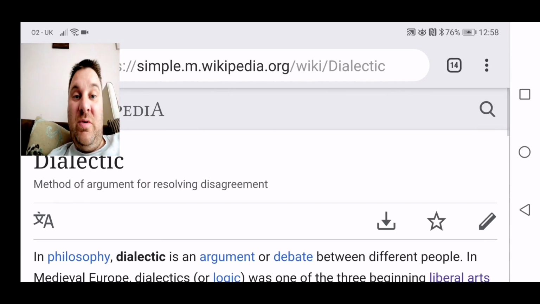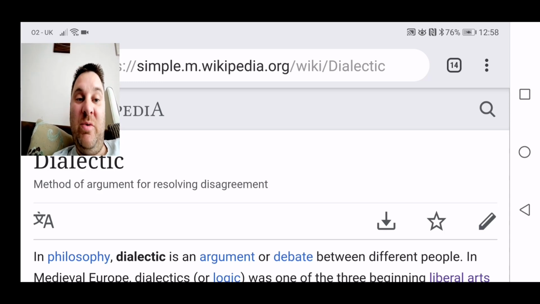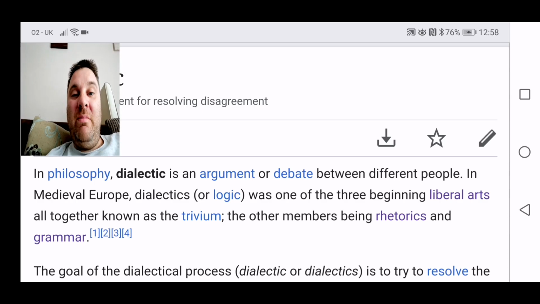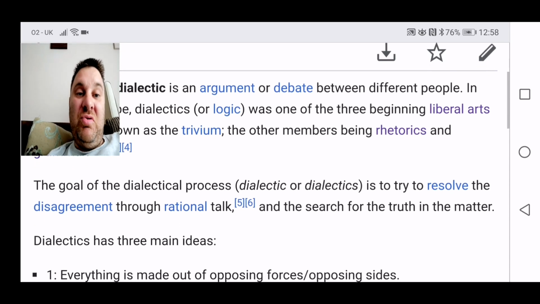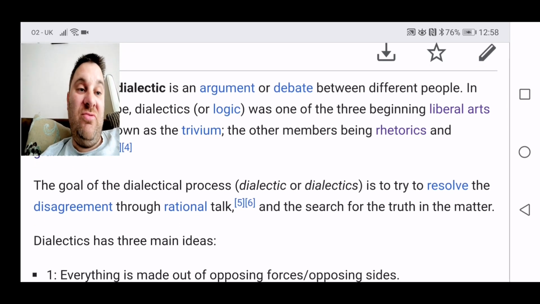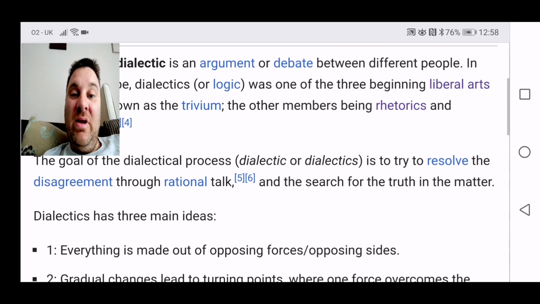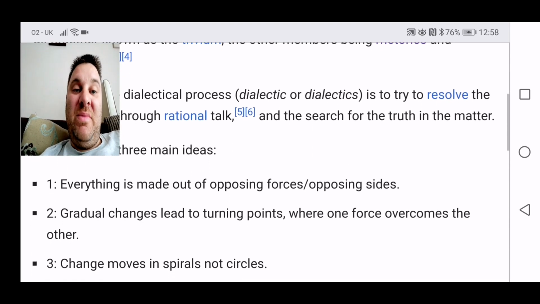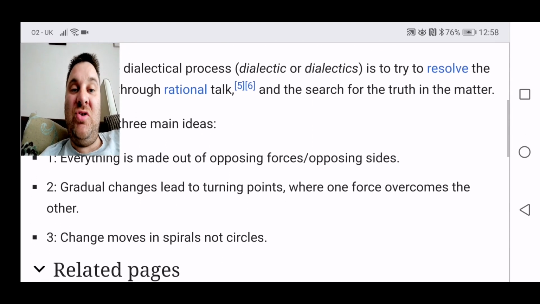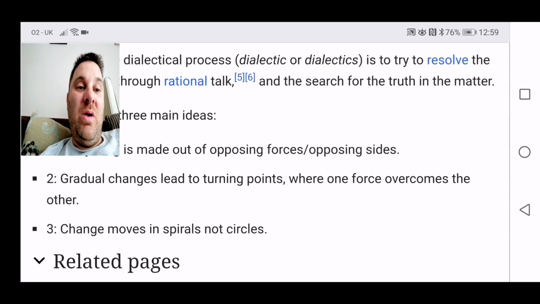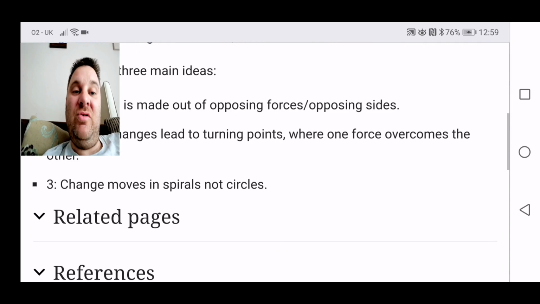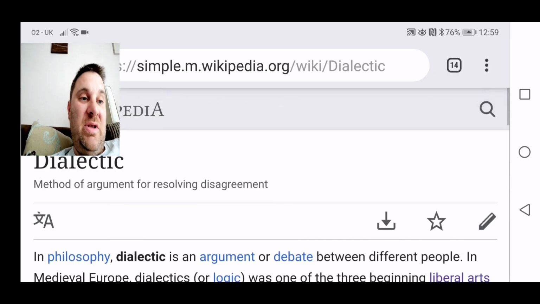We've done dialectic, we know what this is. In philosophy, dialectic is an argument or debate between different people. In medieval Europe, dialectics or logic was one of the three beginning liberal arts, altogether known as the trivium, the other members being rhetoric and grammar. The goal of the dialectical process is to try to resolve the disagreement through rational talk and the search for the truth in the matter. Dialectics has three main ideas. Everything is made out of opposing forces or opposing sides. Gradual changes lead to turning points where one force overcomes the other, and change moves in spirals, not circles. And then there's that bit there.